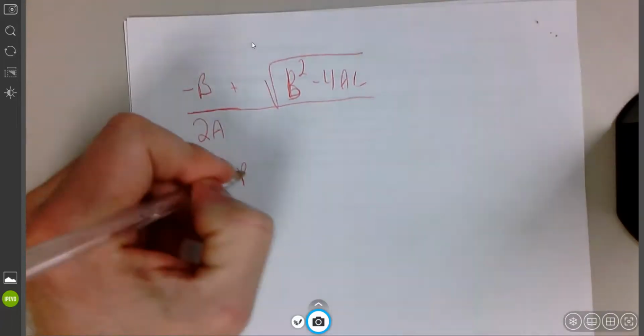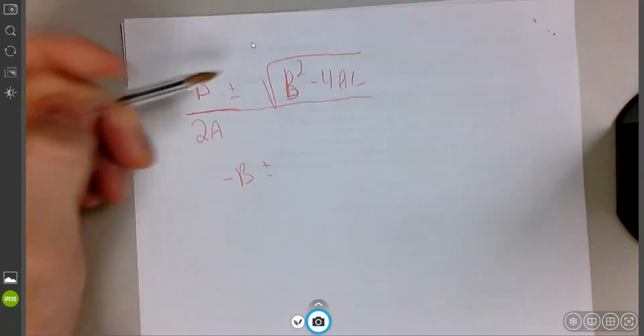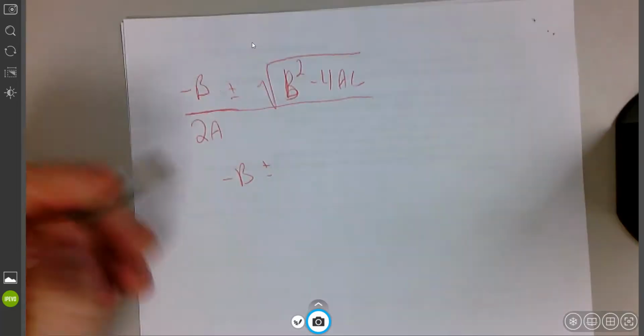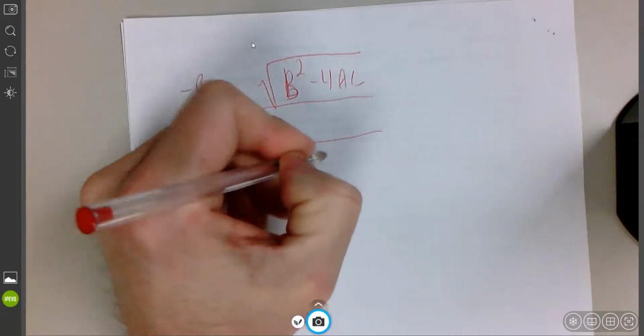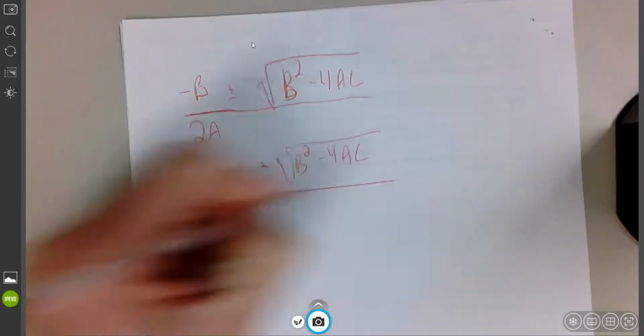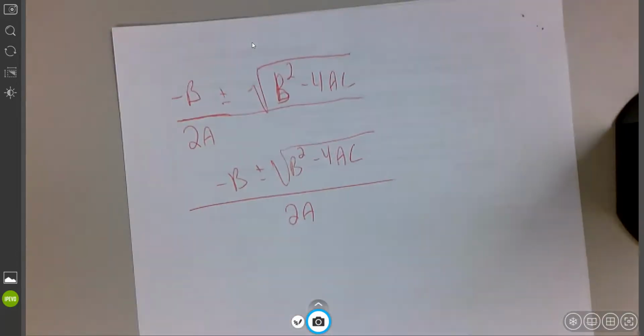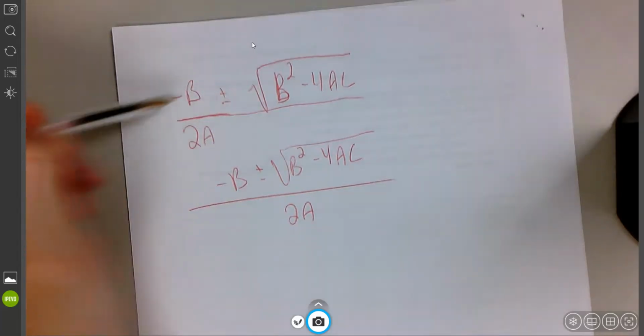It's negative b plus or minus, right? Yeah, that's my bad. And anytime we put a square root symbol, we need a plus or minus symbol. So negative b plus or minus the square root of b squared minus 4ac all over 2a. It is a big formula. It's huge, but it's not brand new. It's just a combination of the two that we've already seen.